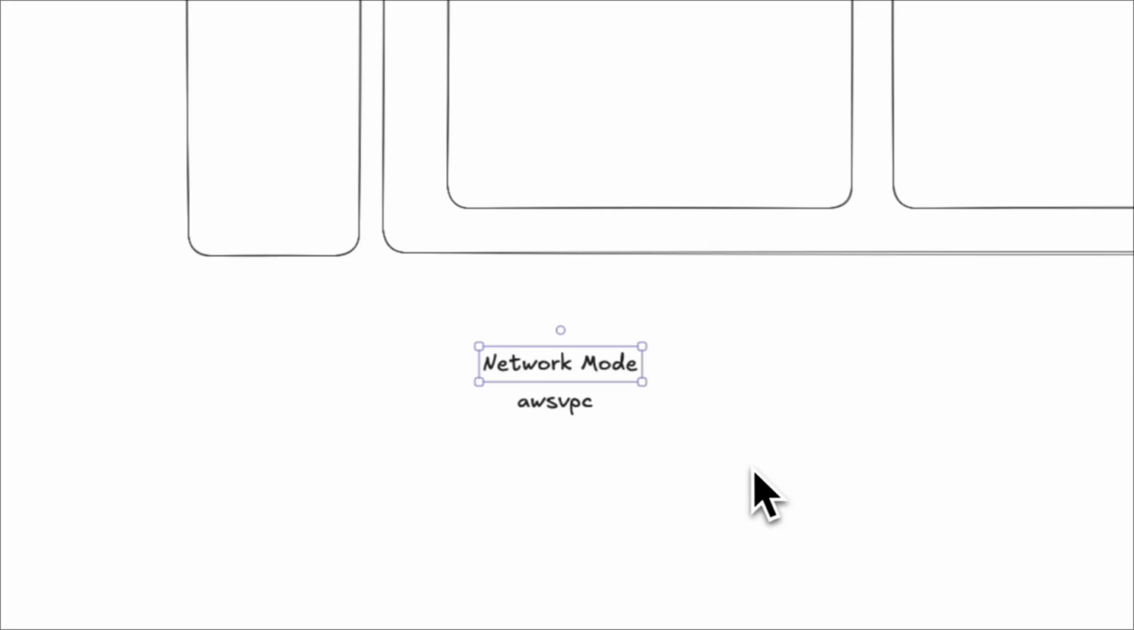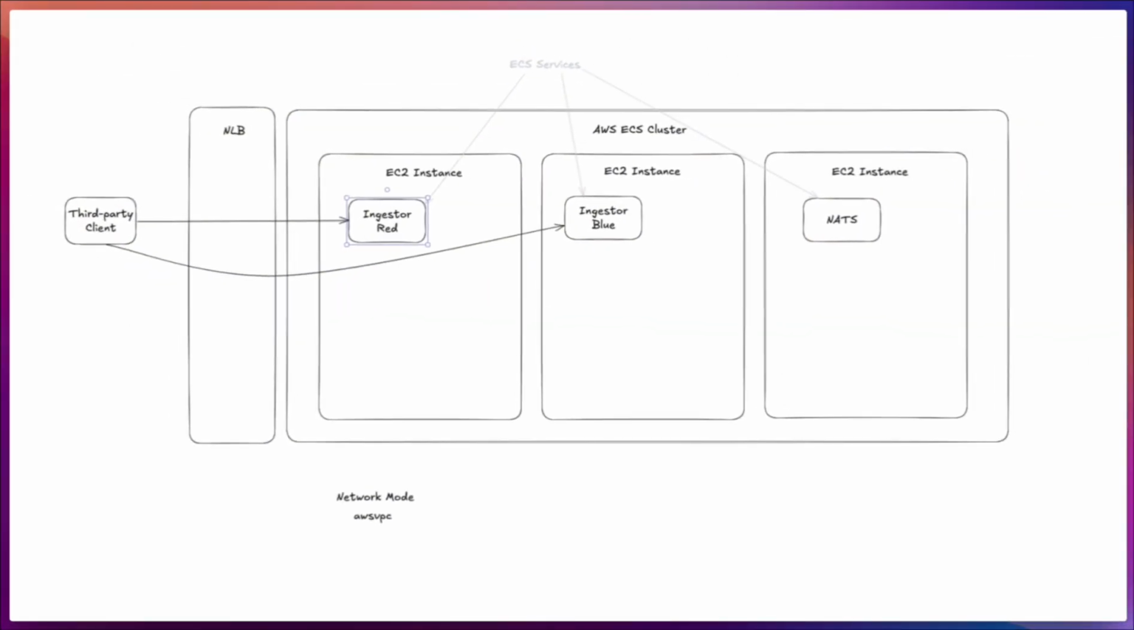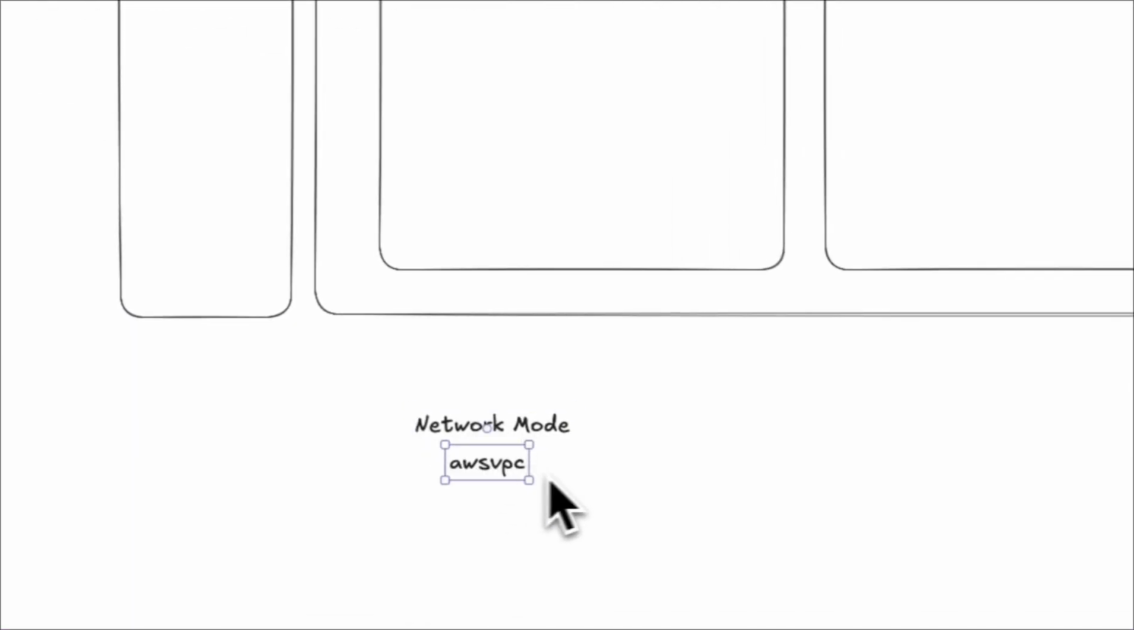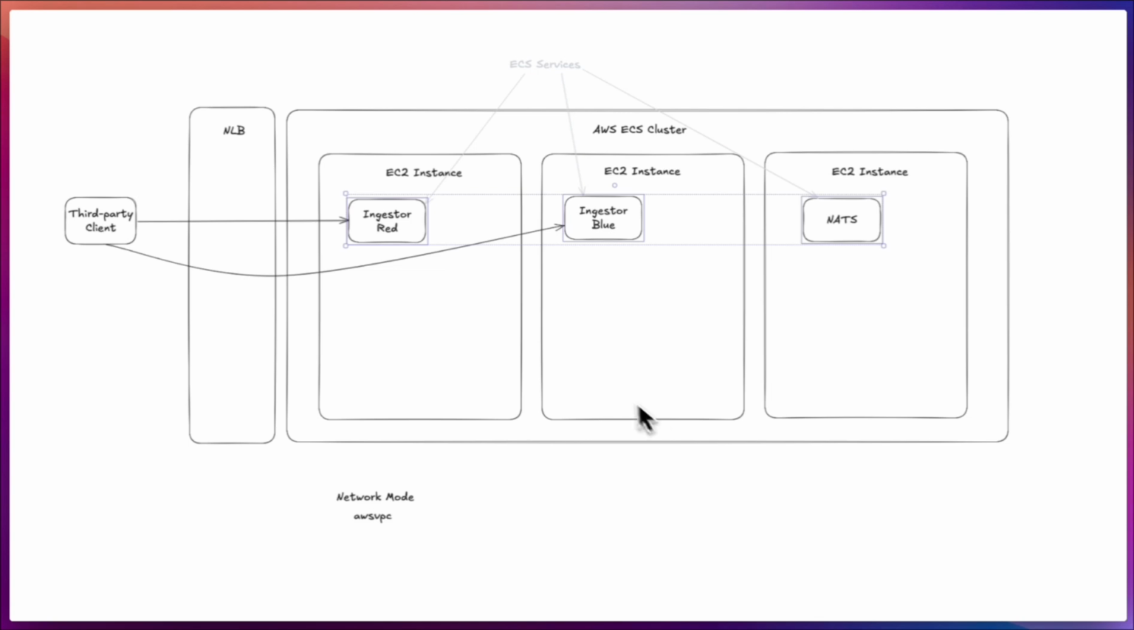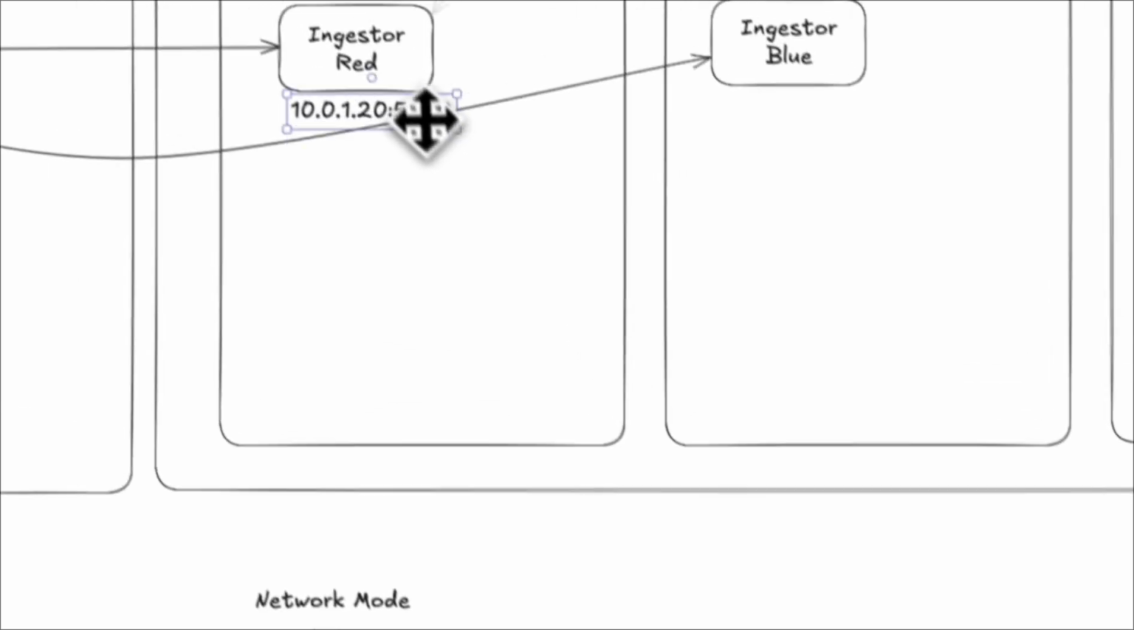So what is network mode? Network mode is responsible for setting up how the containers, tasks, whatever, map into the virtual private cloud network. For instance, with network mode awsvpc, each container receives an internal IP address within the virtual private cloud. So you can type the IP address, say 10.0.0.120, and the port 5000. This is basically how you access the container.